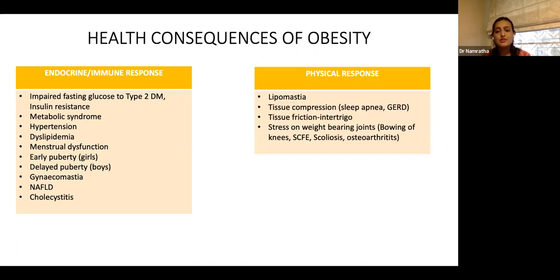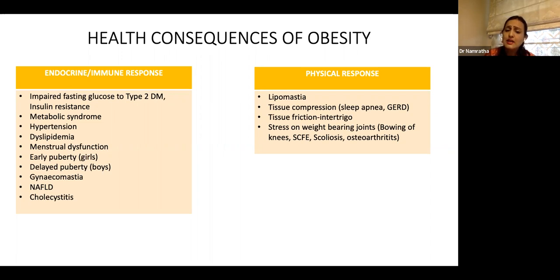The other clinical manifestations could be because of the physical response to obesity. This could be in the form of lipomastia. Tissue compression could lead to symptoms of sleep apnea and gastroesophageal reflux. Tissue friction could lead to intertrigo. Stress on weight-bearing joints could lead to bowing of knees, hip pains, and slipped capital femoral epiphysis.